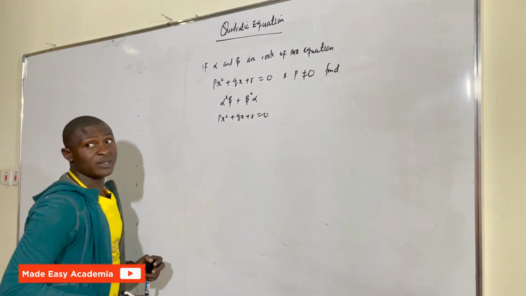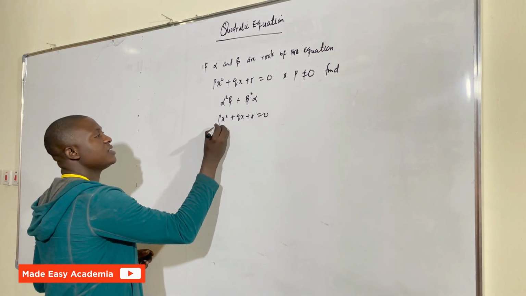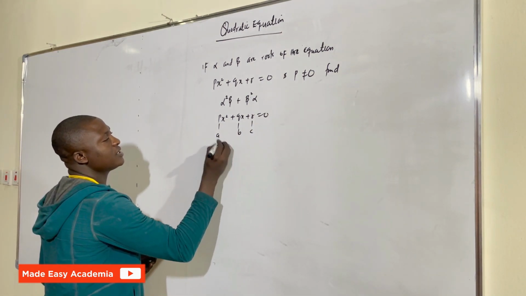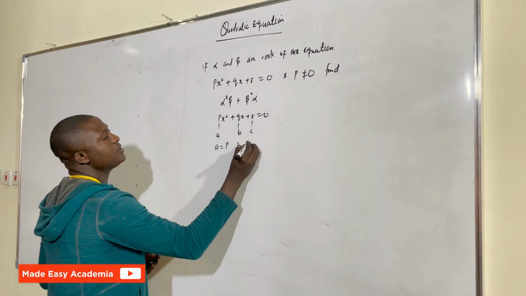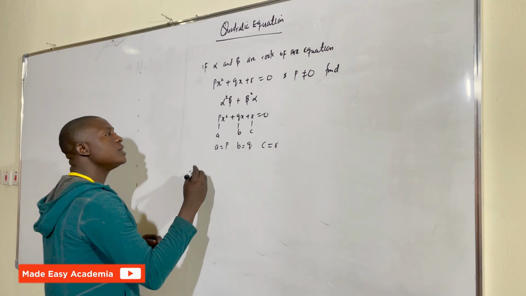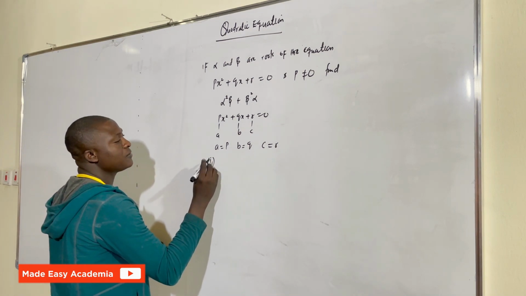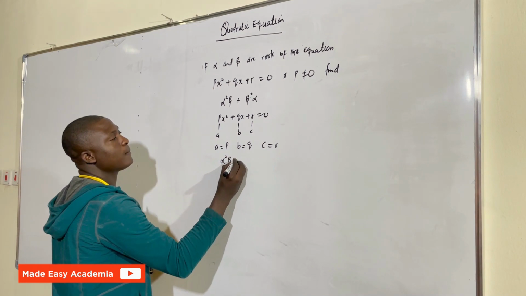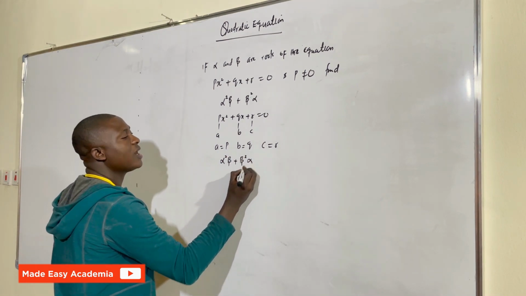You see they use alphabet here, which is even more interesting. So here, this is my a, this is my b, and this is my c. So here, a is equal to p, b is equal to q, and c is equal to r. Now, we are asked to find alpha square beta plus beta square alpha.